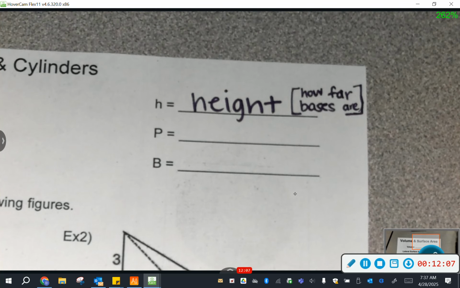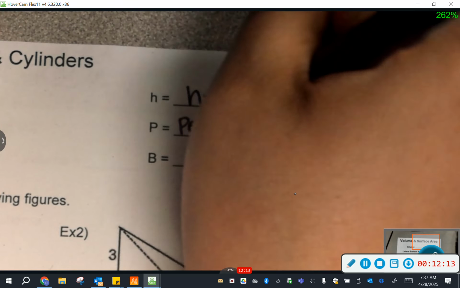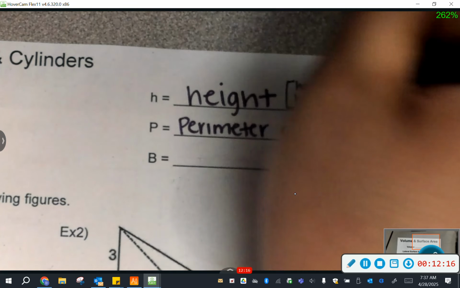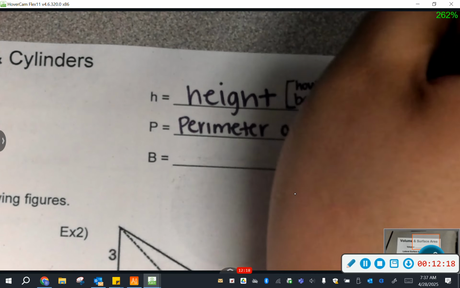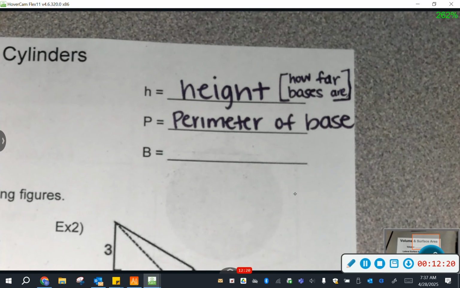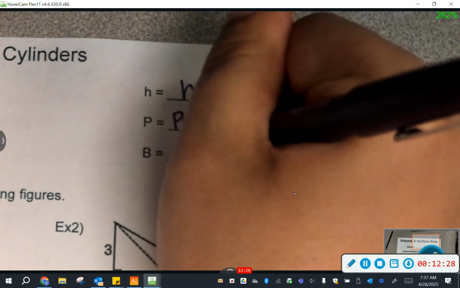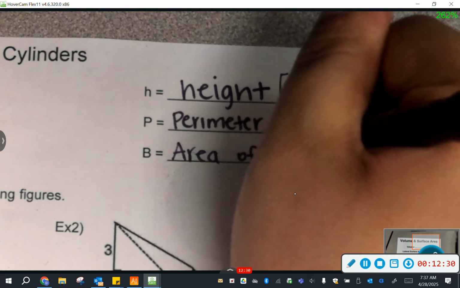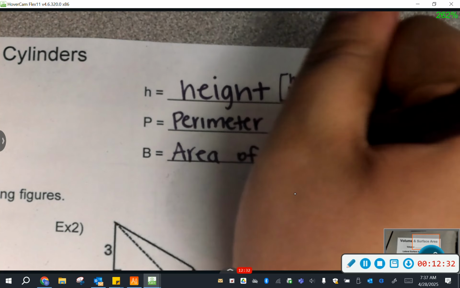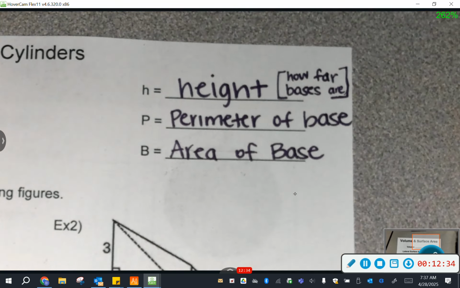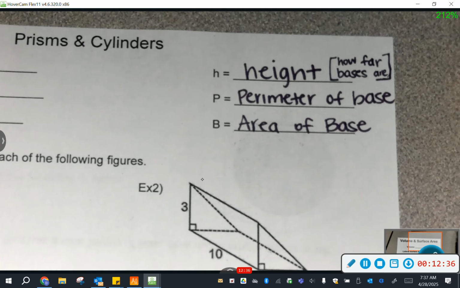Anybody want to guess what P is? Perimeter of what? It's of the base. Perimeter of the base. And what does big B stand for? It actually stands for area. But it's area of the base. Why didn't they use A? I don't know.